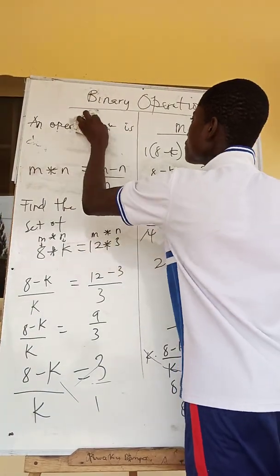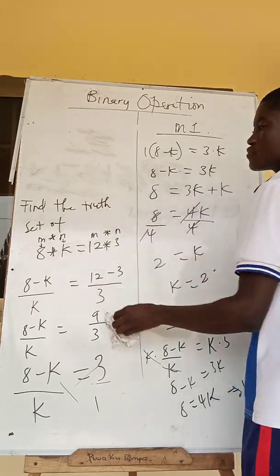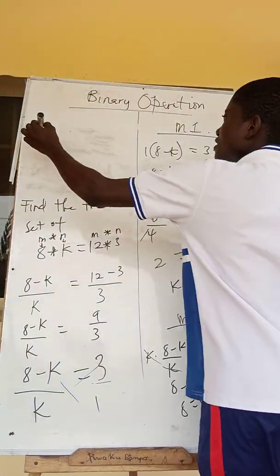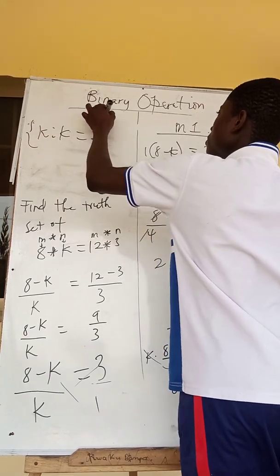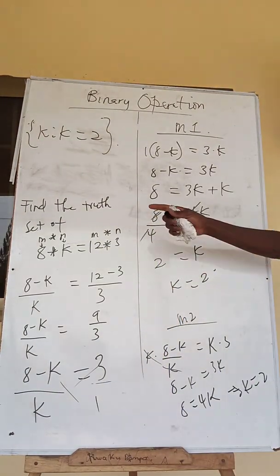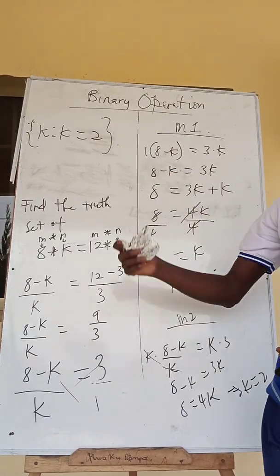So when they say true set, we are done. True set is just presenting it. So k is such that k is 2. That is the true set. So that's the true set.